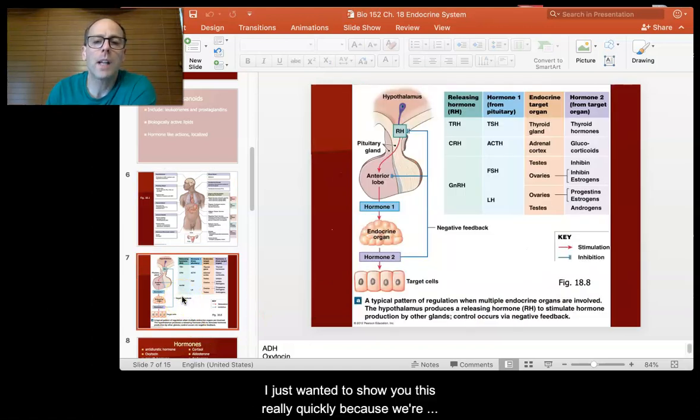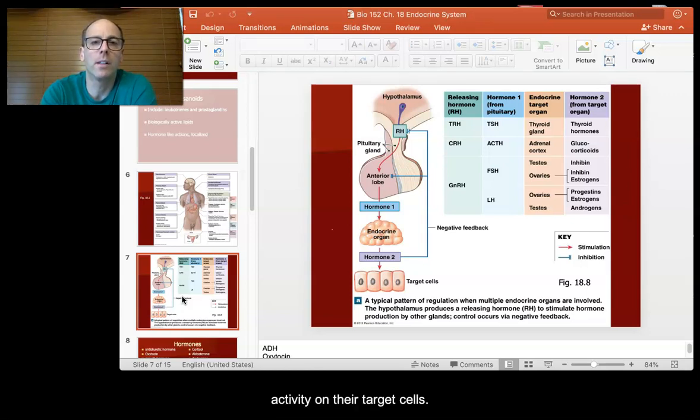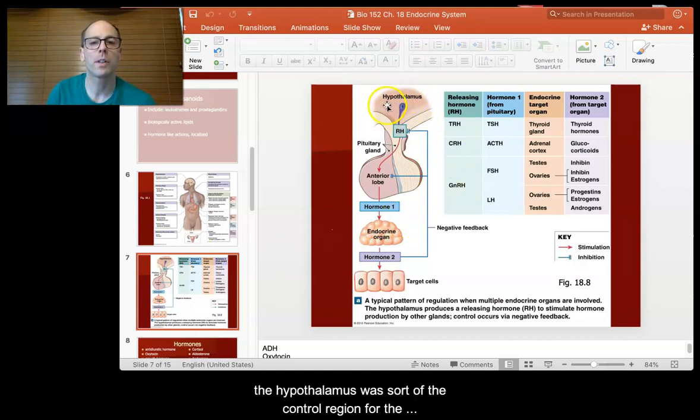I just wanted to show you this really quickly because we're going to talk about very specific hormones and their activity on their target cells. A lot of times that's what students walk away with when I talk about this. But I did want you to realize that the endocrine system is actually very complex. The hypothalamus was the control region for the autonomic nervous system, and it's the control region also for your endocrine system.